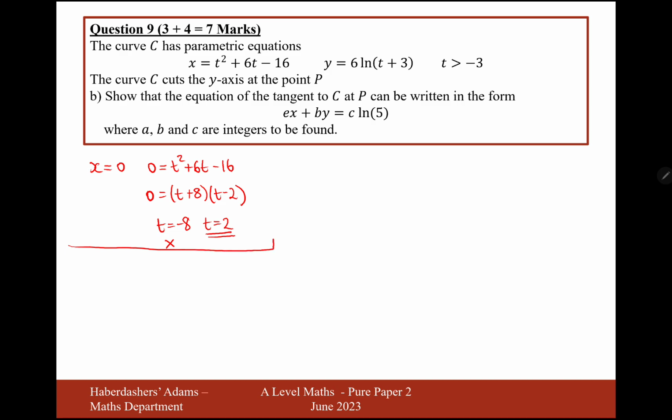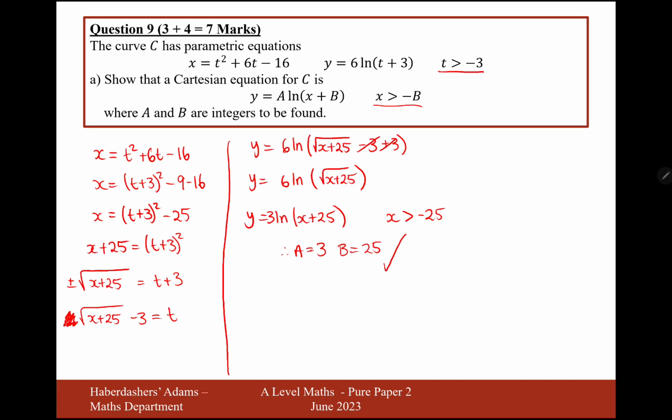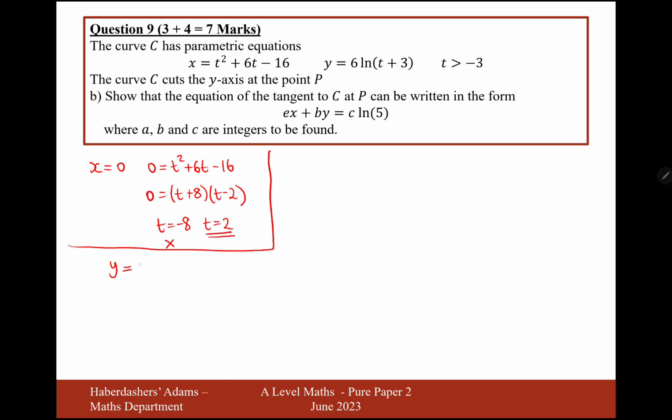Okay, so that's the first part. Now we need to do some differentiation to work out our gradient. So let's bring back in the form that we had before, which was 3 ln (x plus 25). So y equals 3 ln (x plus 25). And let's differentiate this. So dy by dx equals 3 over (x plus 25). That's the differential.